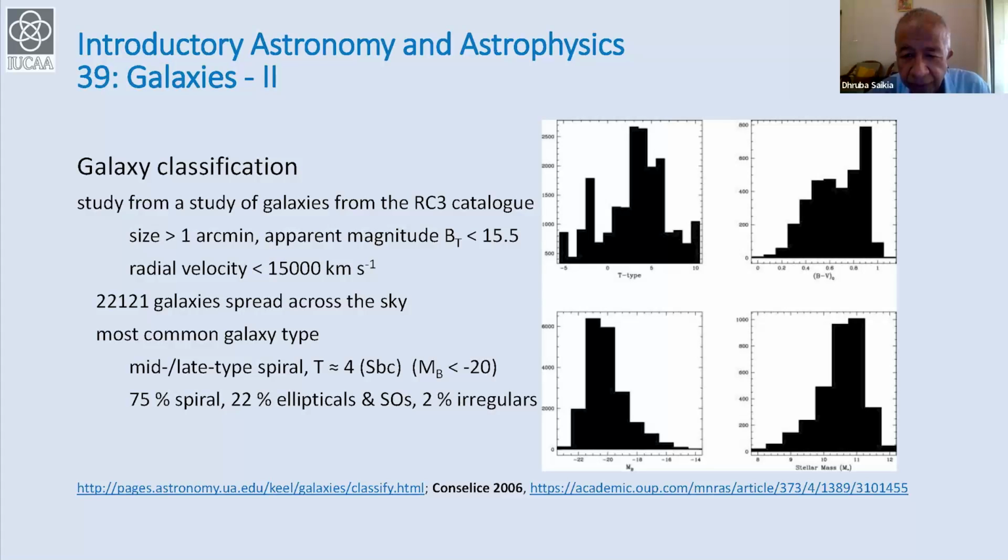It also gives the stellar masses. It also gives the colors, B minus V, and you know that ellipticals will be redder in color. We'll see that in a short while because they consist of old stars, whereas spirals, which consist of young stars, will be bluer than the ellipticals.